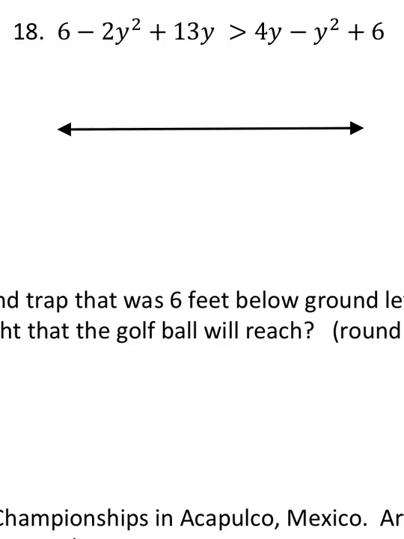So for number 18, we need to set this equation, or actually it's an inequality. We need to set this inequality to 0. So we need to move some terms around and get this in the right form, because right now we have two expressions on each side of this inequality, which makes it very difficult for us to see what we have. So let's go ahead and rearrange it, and then we'll see what we need to do to factor.